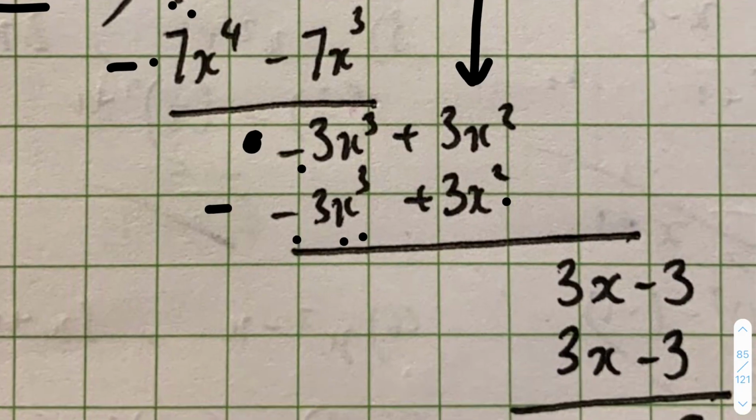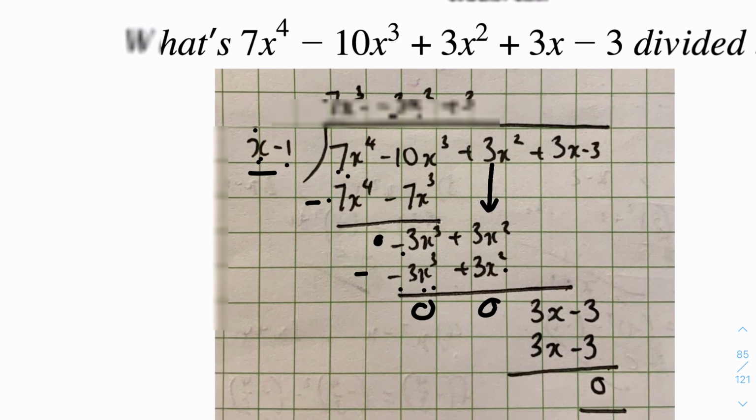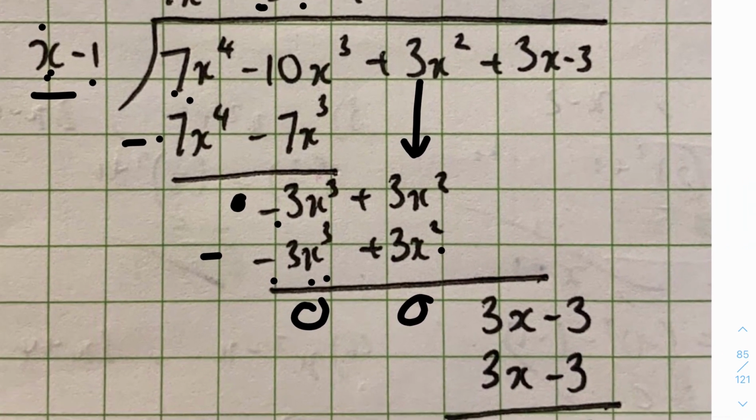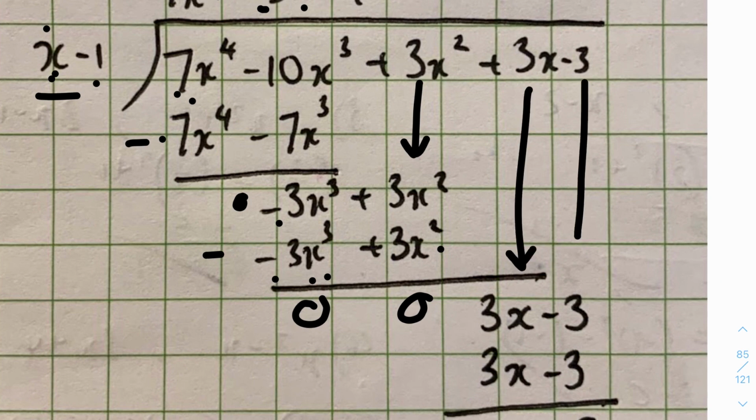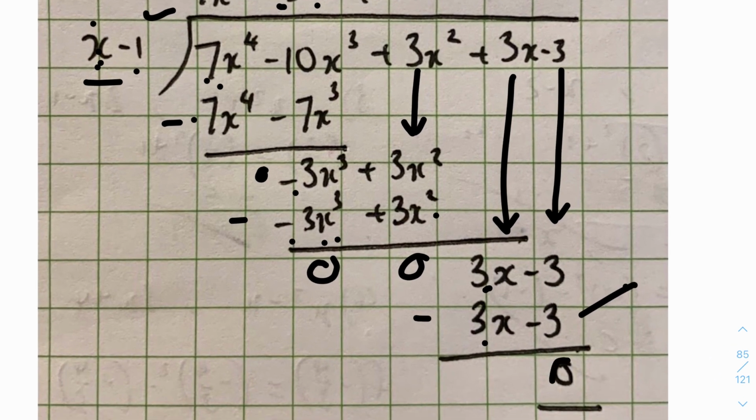Minus both sides to get 0 and 0, and they all cancel out. So let's drag these down here to get 3x minus 3. For the last value, just find something times by x to get 3x. In this case, it's 3. So it'll be 3 times x to get 3x right here, and 3 times minus 1 is minus 3. So minus everything to get 0. That means that the remainder is 0.